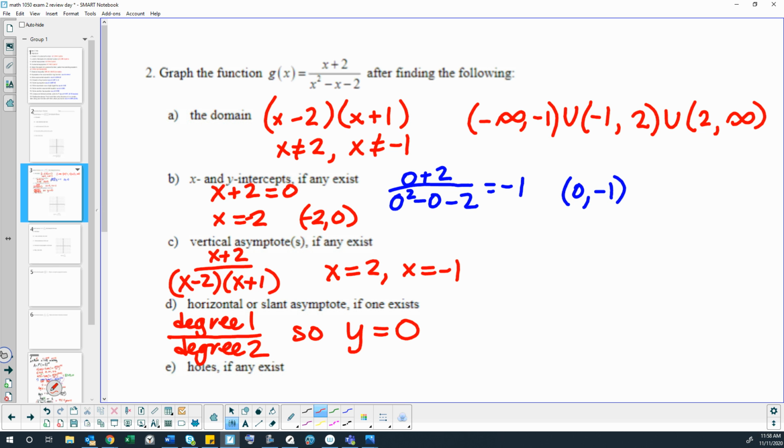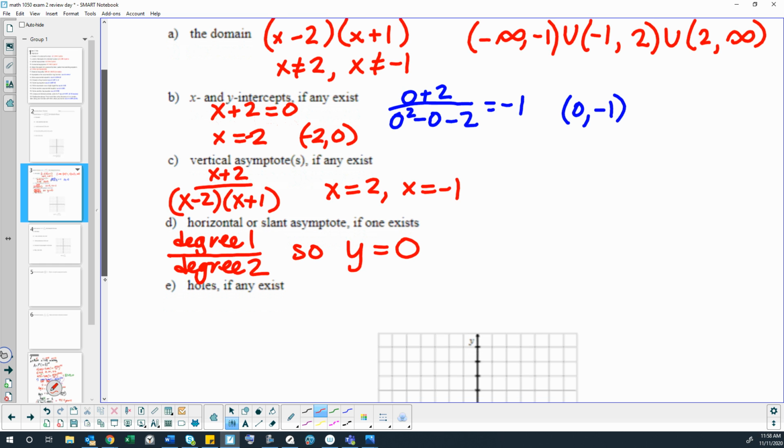Right? And then the third rule, so I just went over rule 1, is degree on top is less than bottom, so y equals 0. The second rule is degrees are the same, so it's the leading coefficients divided. And the third rule is if the degree on the top is larger than the bottom, then we have a slant asymptote, we have to divide it.